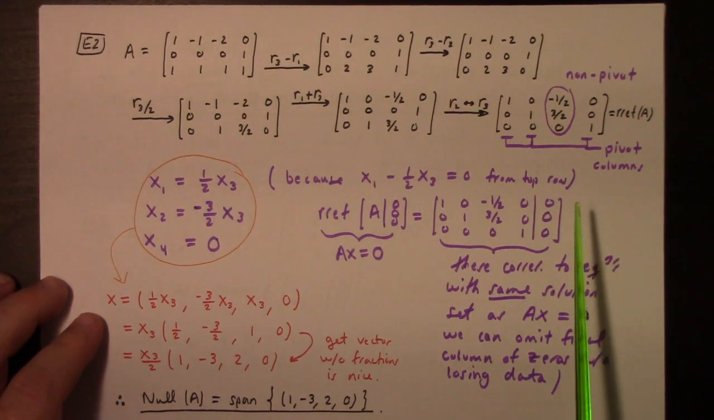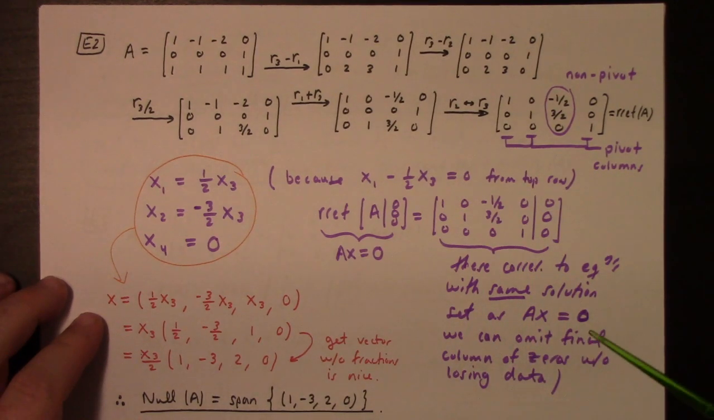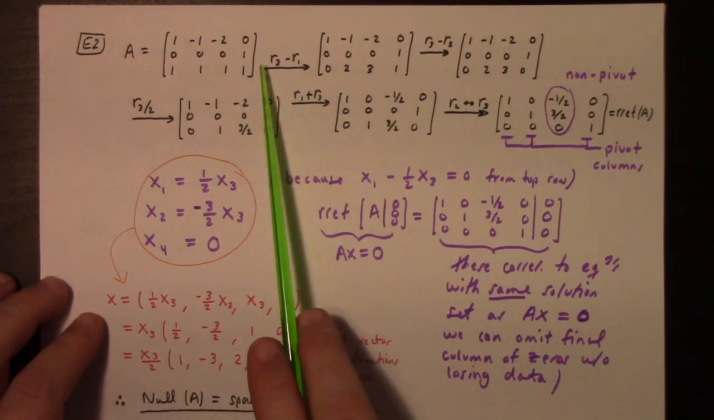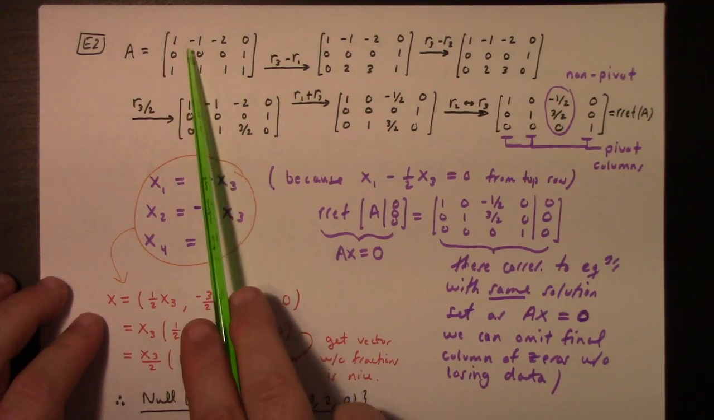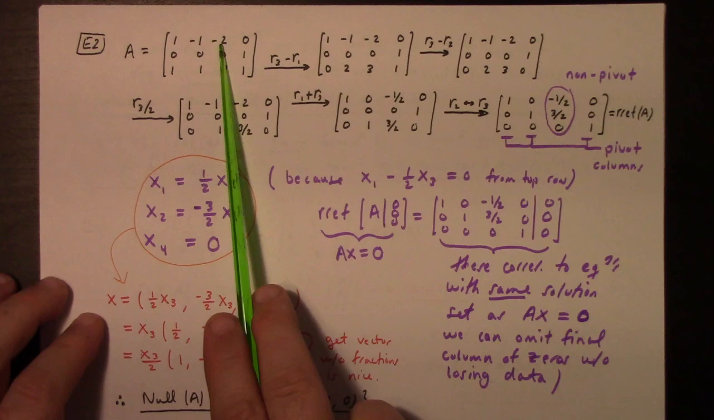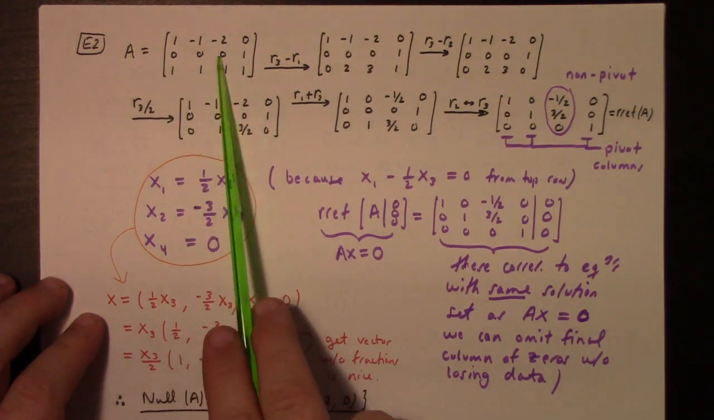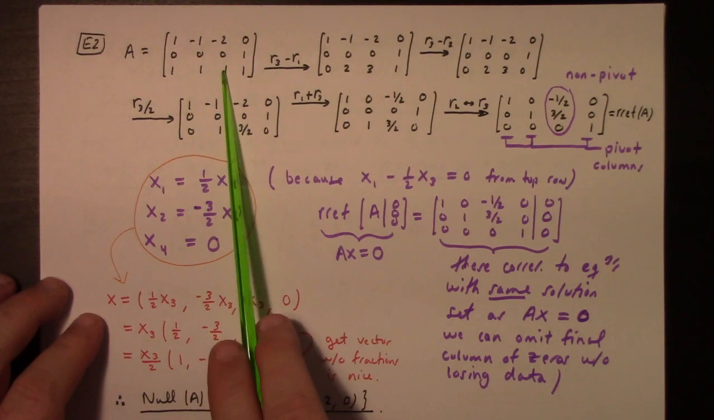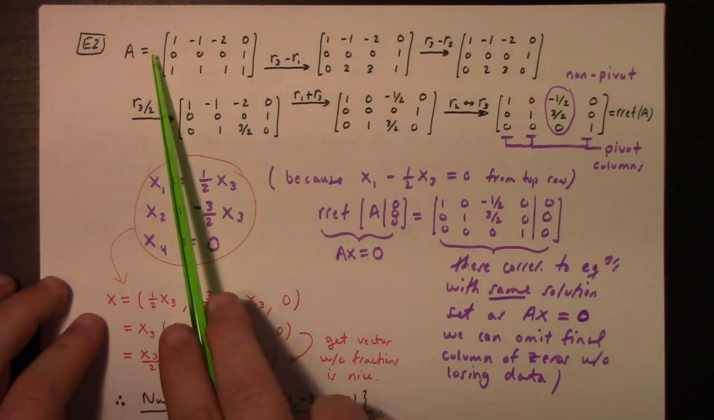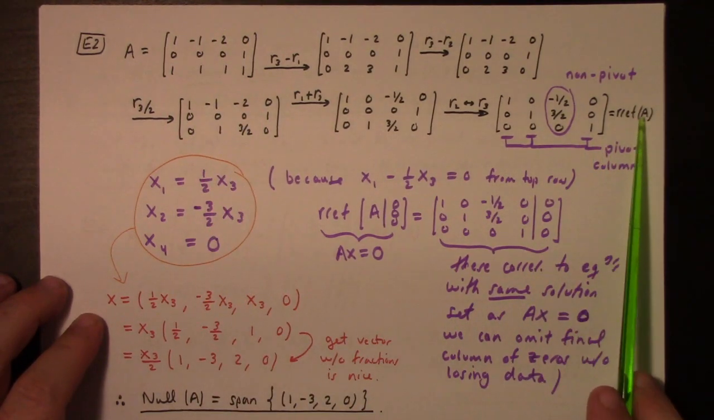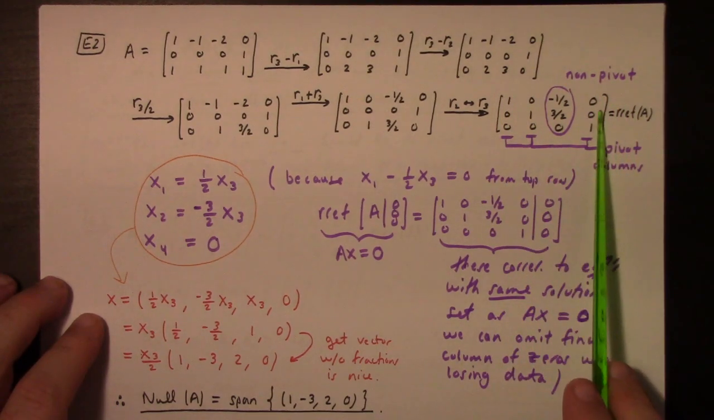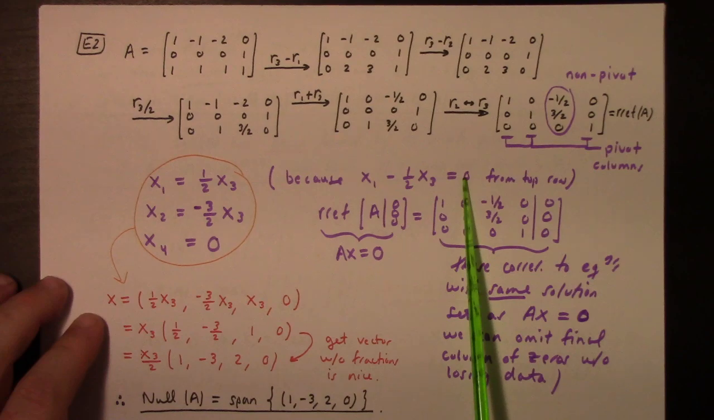Nevertheless, as we do row operations, we're finding equivalent systems of equations that have the same solution set as the original equation AX equals 0. So as I do these row operations, I'm basically converting the given system of equations, which corresponds to this matrix, right? Like the first row is x1 minus x2 minus 2x3 equal to 0. This is x4 equals 0. This one is x1 plus x2 plus x3 plus x4 equal to 0. So that original system of 3 equations and 4 unknowns, you do the row operations and you find out, oh, it's actually equivalent to this much simpler system, namely x1 minus 1 half x3 equals 0, etc.